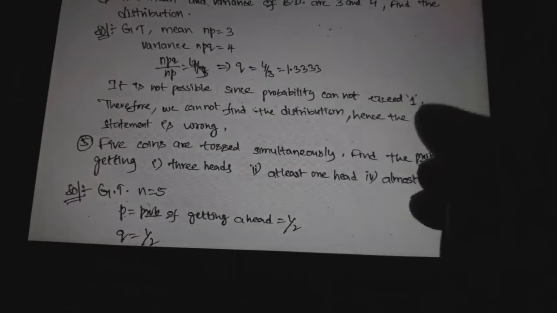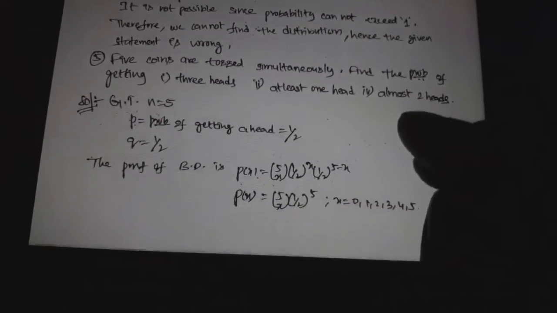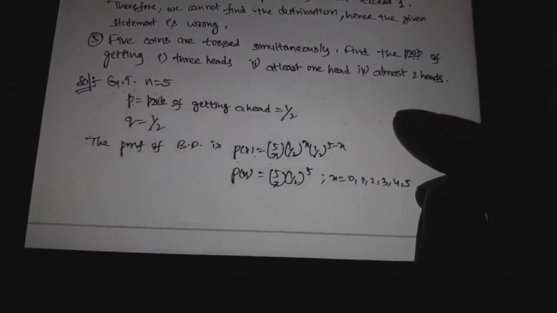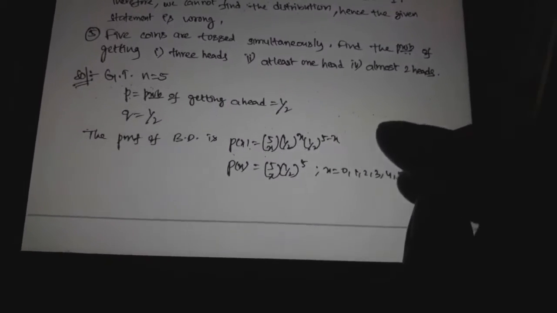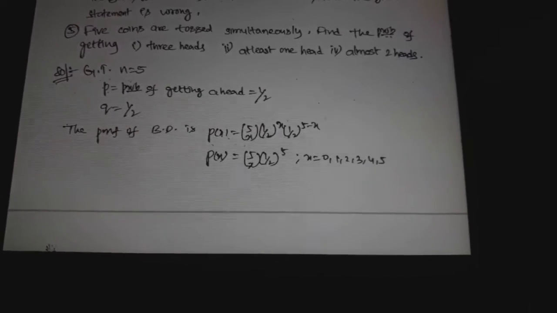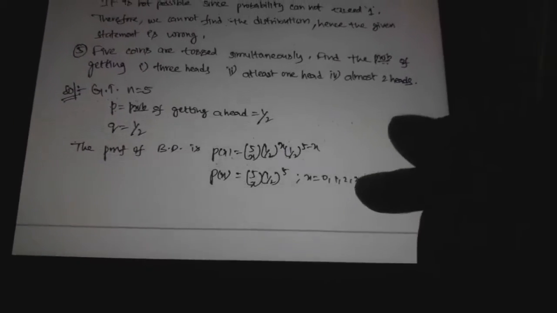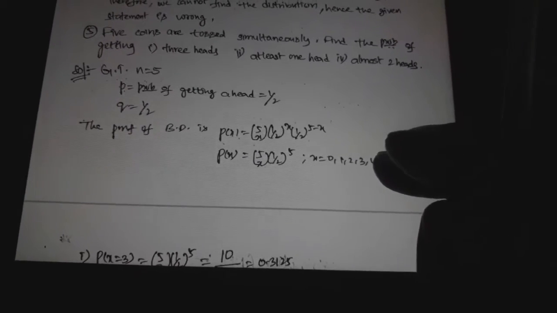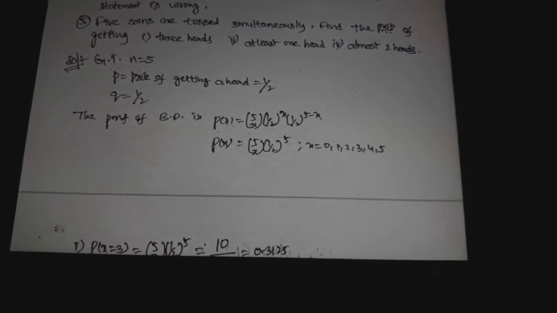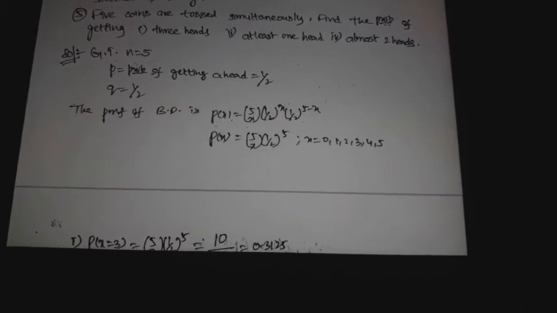Then next problem: 5 coins are tossed simultaneously. Find the probability of getting 3 heads, at least 1 head, at most 2 heads. Here 5 coins are there, so it is better to apply the binomial distribution. So n is 5 given here. Then p is the probability of getting head. You know very well, when a coin is tossed, the probability of getting head is 1/2 only. q is also 1/2.